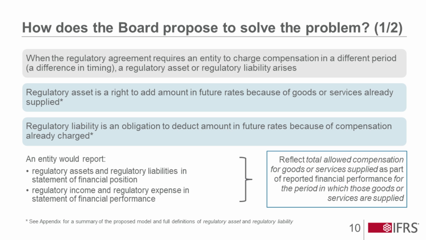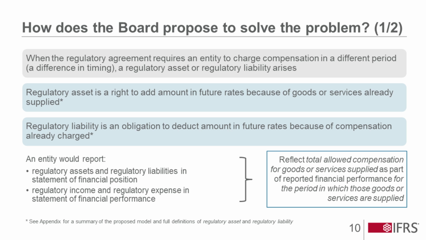The problem of insufficient information about differences in timing that we discussed in the previous slides can be solved by an entity recognizing regulatory assets and regulatory liabilities in its statement of financial position and regulatory income or regulatory expense in the statement of financial performance. The effect of recognizing regulatory assets and regulatory liabilities is that when the entity reports financial performance for a period, it would reflect the total allowed compensation, the compensation to which the entity is entitled for goods or services supplied in that period.